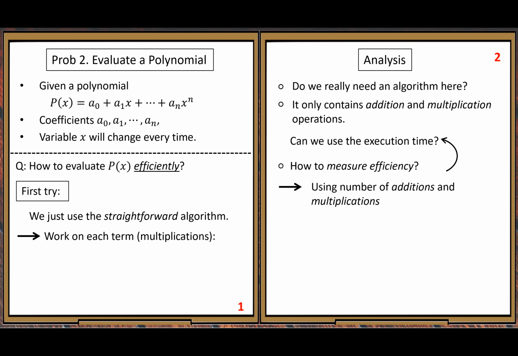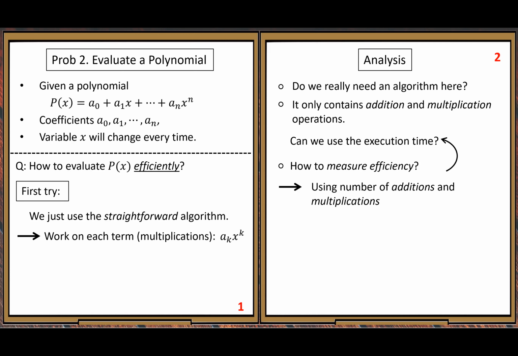First, let's look at multiplications for each term. There are many terms, right? A certain number of terms. The first term, we don't need a multiplication, right? But starting from the second term, for each one we need to do a certain number of multiplications. Now we want to count that number. We want to accumulate the total number of multiplications for the straightforward plug-in method.